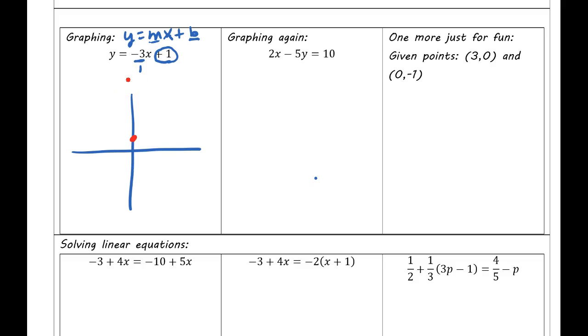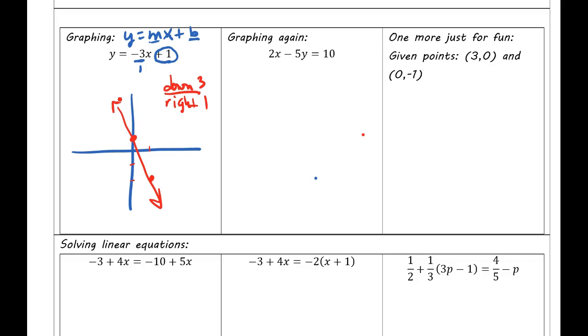And since it's y's over x's, this negative is telling me to go down 3 and then over 1. And I say over 1, but I usually move to the right. So down 3: 1, 2, 3, and over 1. And that's where I will put my next coordinate, and then that is where I will play connect the dots. And that is graphing 101.